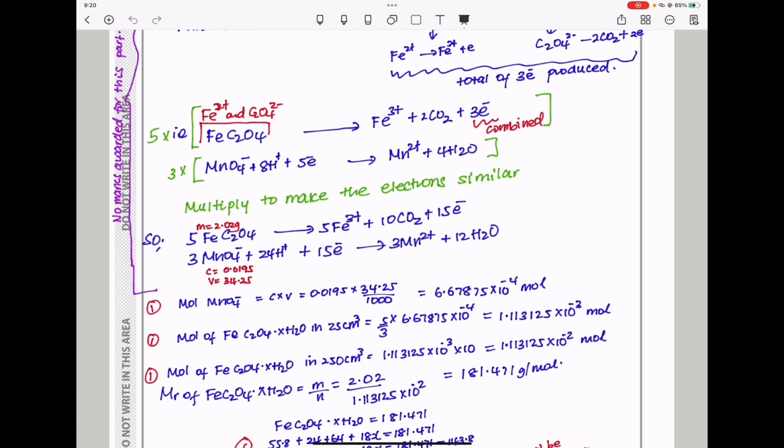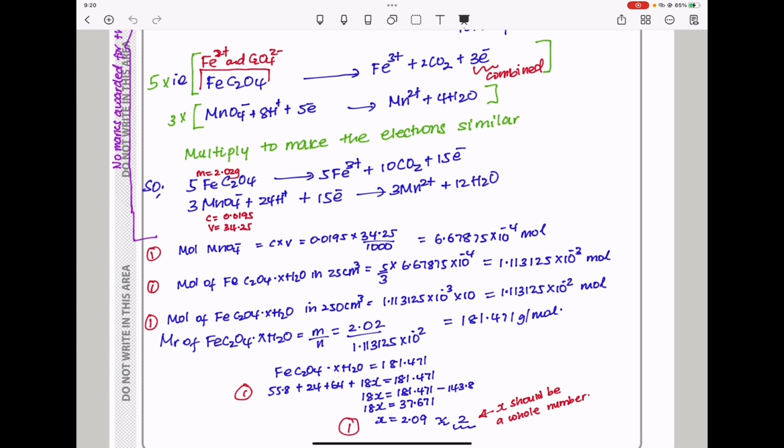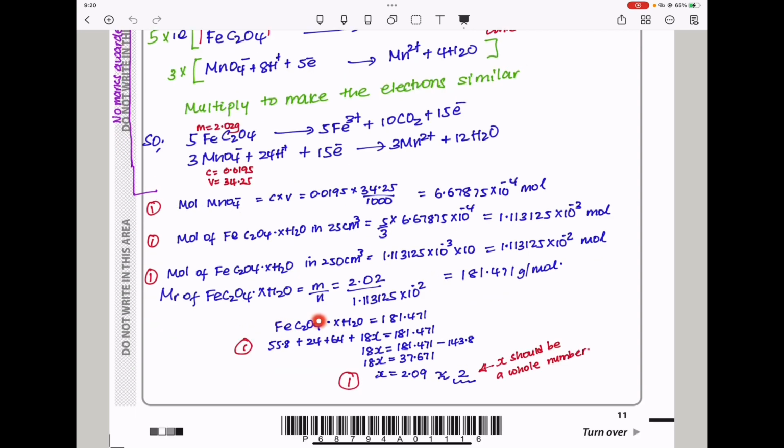Since I have the moles and I have the mass, I can find the MR, which is going to be mass over number of moles. And I got 2.02 divided by the number of moles I got here. And this gave me the molar mass, which is 181.471 gram per mole. Now, since I know this is my compound, I can subtract away this. My aim is to find the value of x. And in the end, I got x is equal to 2.09. Please do not round off this because you can see if you round off, it's going to be 2.1, which is wrong. X should be a whole number. So x is approximately 2, and that is my answer.